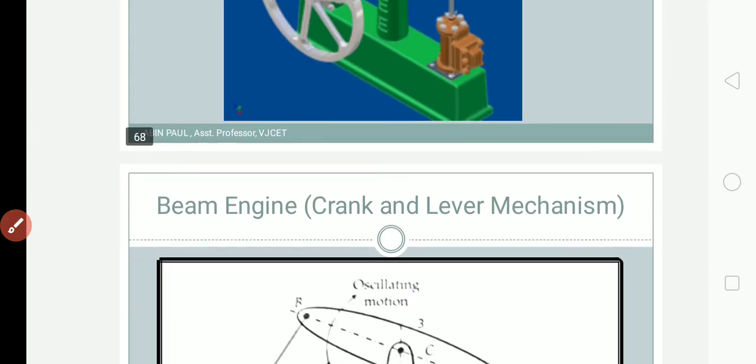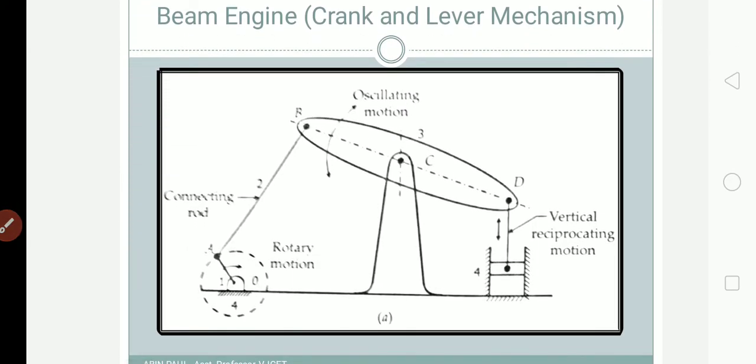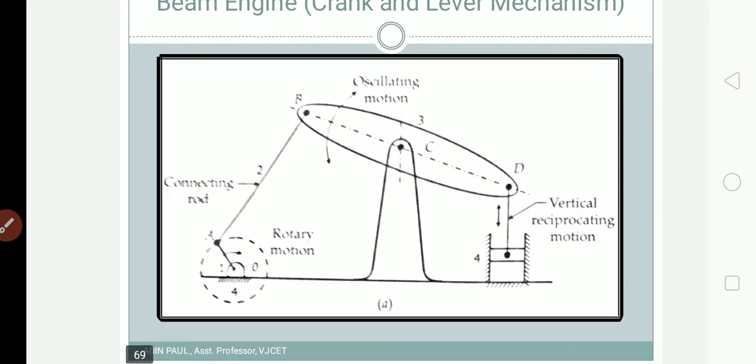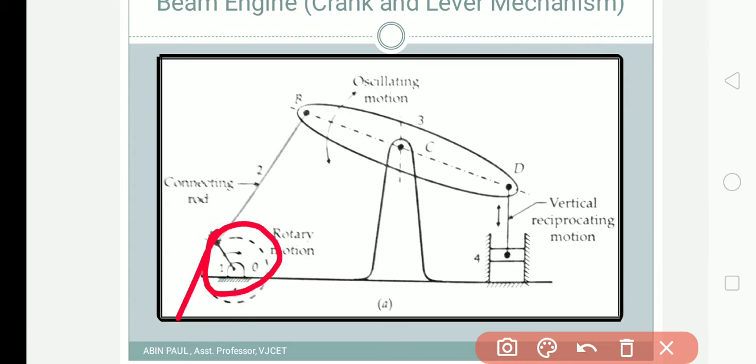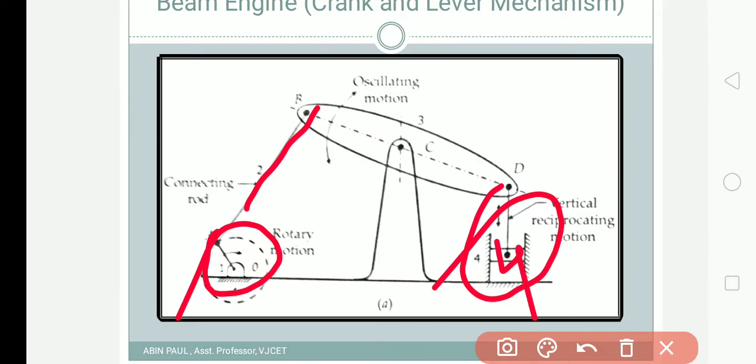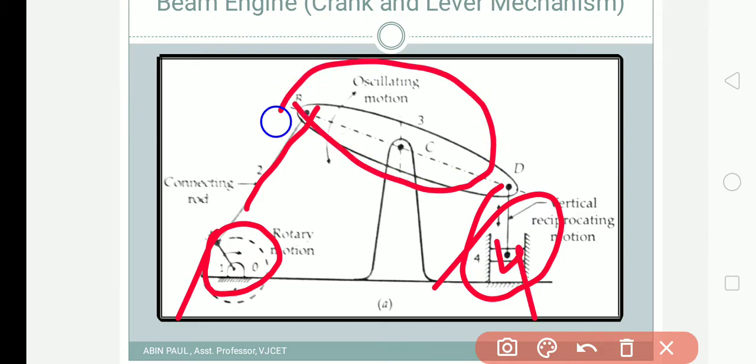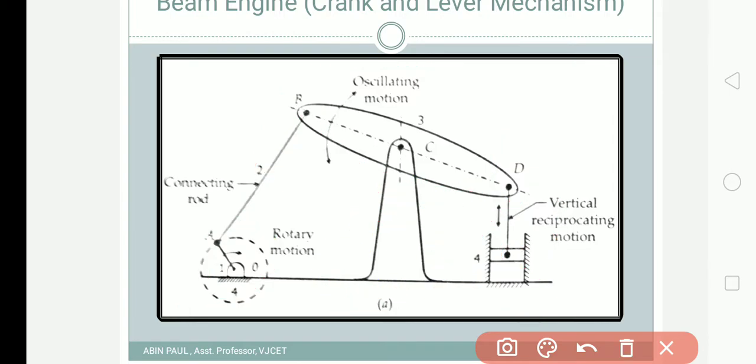We will see another figure, a two-dimensional figure of this one. This is the detailed figure. You have to draw this figure in the examination. So this is the crank, which is the rotary member. This is the connecting rod, which connects the rotary member to the piston. Now we have the piston, which is the fourth link, and this will form the connecting rod. And this is the fixed link. The frame is the fixed link. So what happens? The rotary motion is converted to reciprocating motion. That is the first inversion of four-bar chain, that is beam engine or crank and lever mechanism.